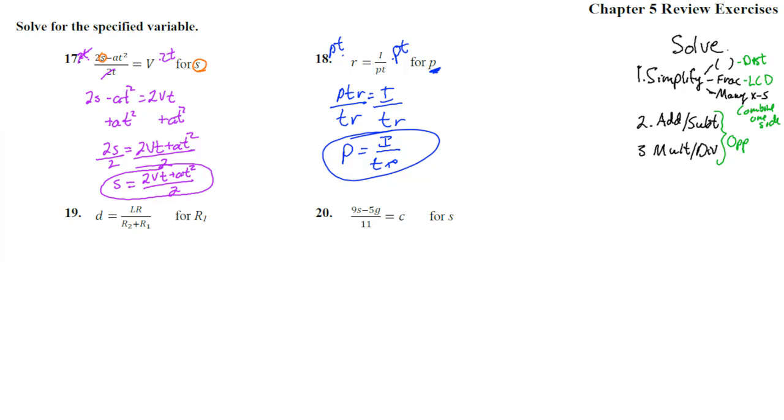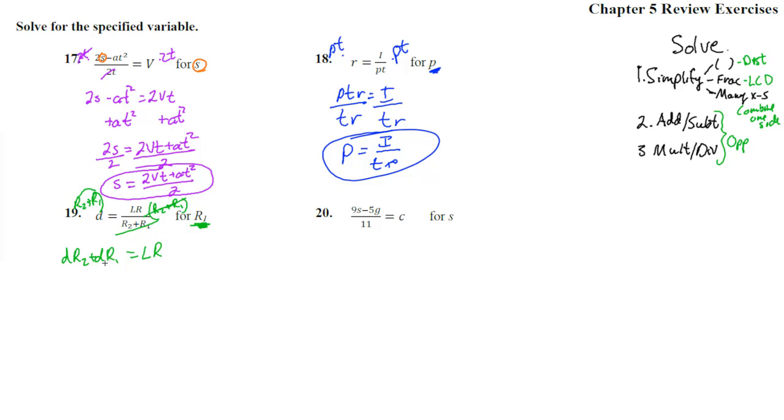Number 19. We've got to get R1 by itself. It's right there. Do we even have any parentheses? No. Do we have any fractions? We do. We could times by this whole R2 plus R1. That's the only denominator we have. Over here, it cancels it completely, and that'll distribute in. So we get dr2 plus dr1 equals LR.